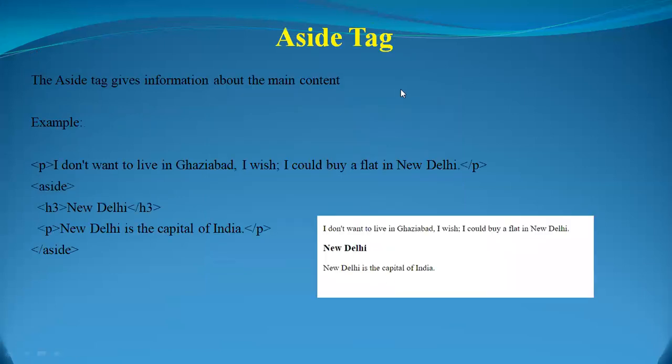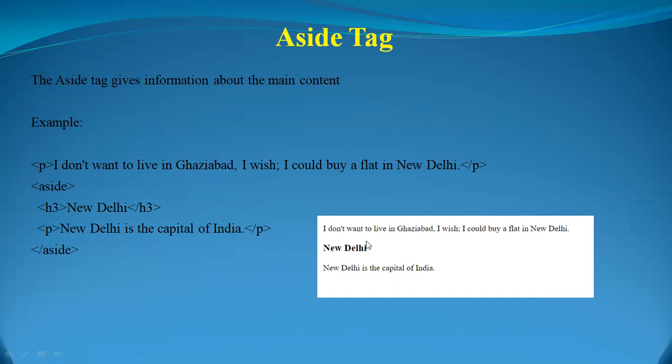Then the aside tag. The aside tag gives information about the main content. For example, a paragraph tag: I don't want to live in Ghaziabad. I wish I could buy a flat in New Delhi. In the aside, New Delhi is the capital of India.